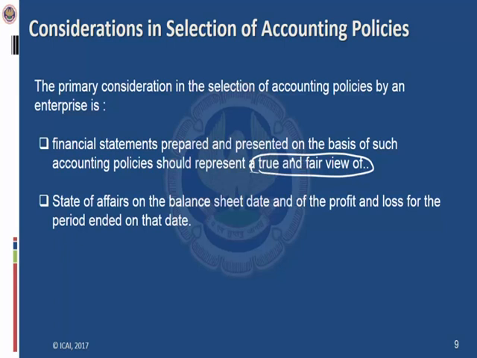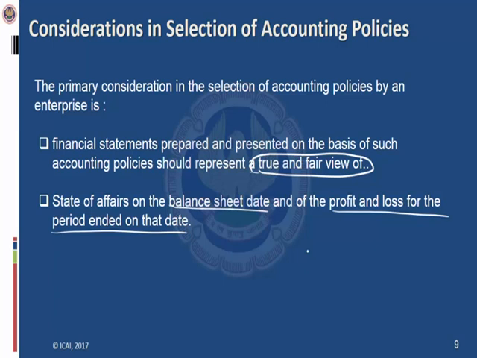True and fair picture of what? The state of affairs on the balance sheet date and the profit and loss for the period ended on that date. So the balance sheet and profit and loss should reflect a true and fair picture. The profit should not be overstated, the losses should not be understated. Nothing needs to be molded for determining target profits and losses of the entity. The assets and liabilities should reflect a true picture, neither overstated nor understated.